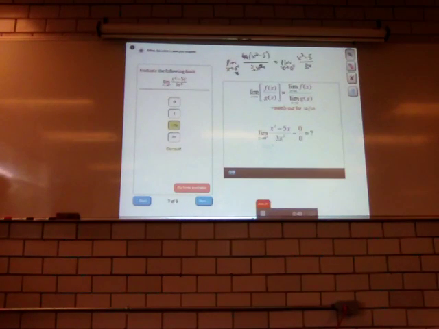Now the numerator is going to be close to minus 5 as x is very close to 0. And the denominator is going to be a little bit bigger than 0 as x stays a little bit bigger than 0. So if we take minus 5 and divide it by a small but positive number, we're going to end up with negative infinity.